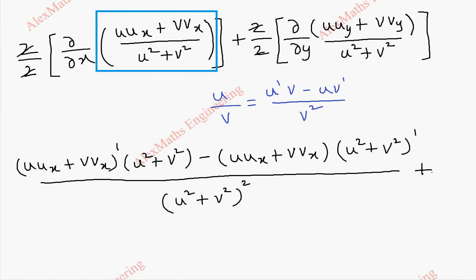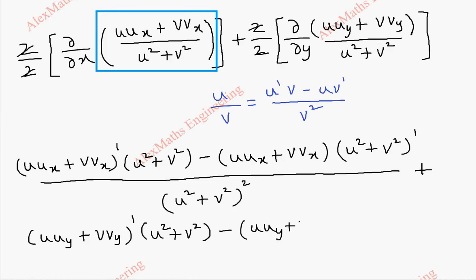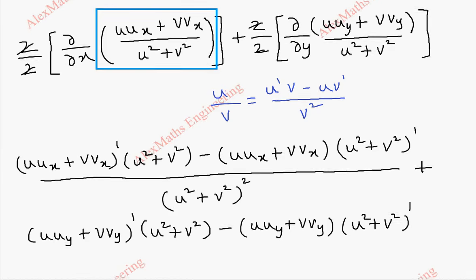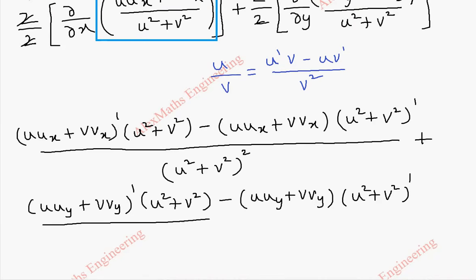Now plus, the same thing you have to do for the second term, which is (uy + vy)' over (u² + v²) minus (uy + vy) into (u² + v²)' whole division (u² + v²) whole square.